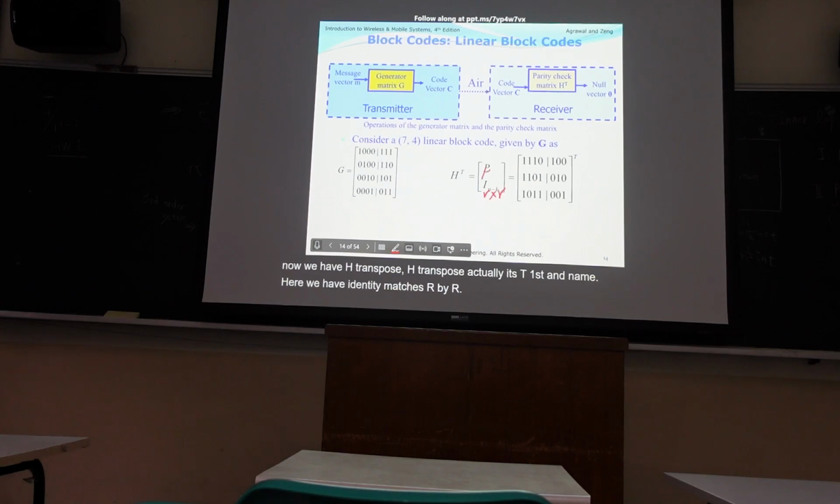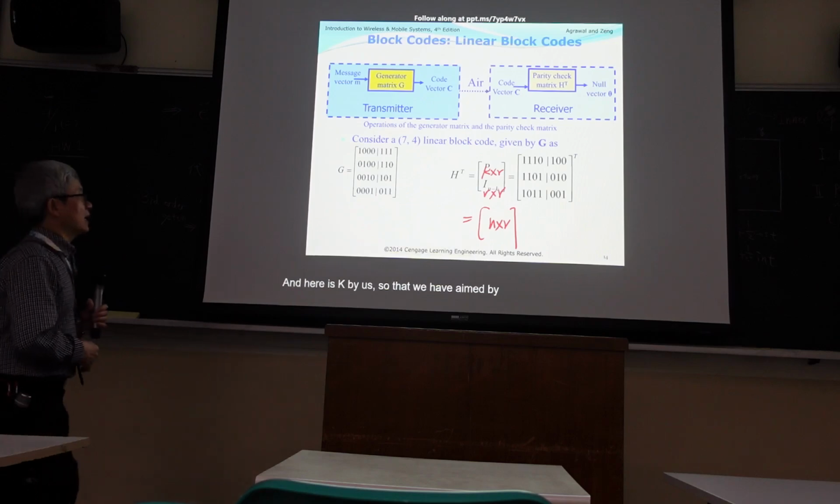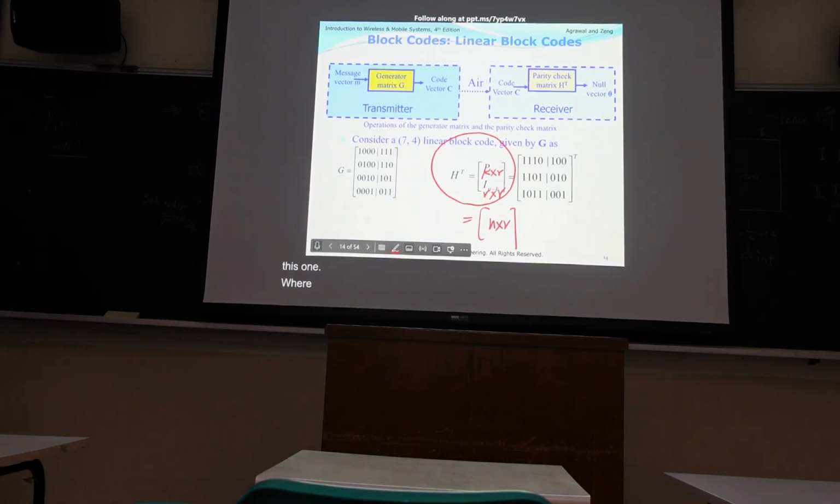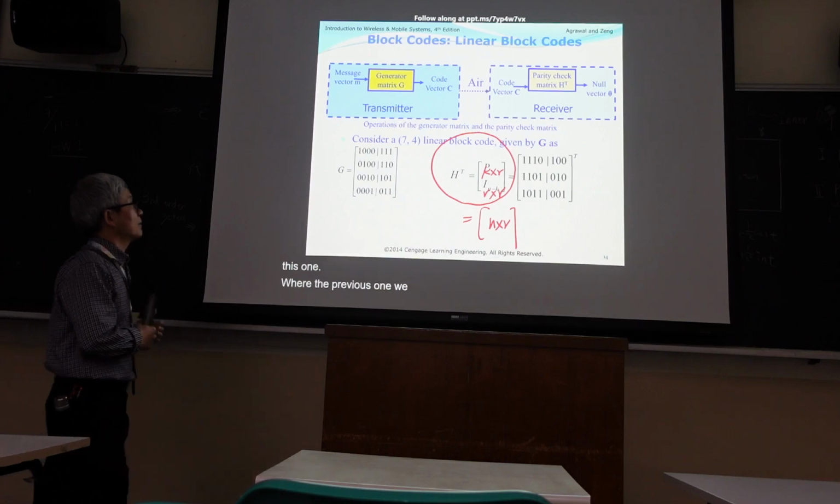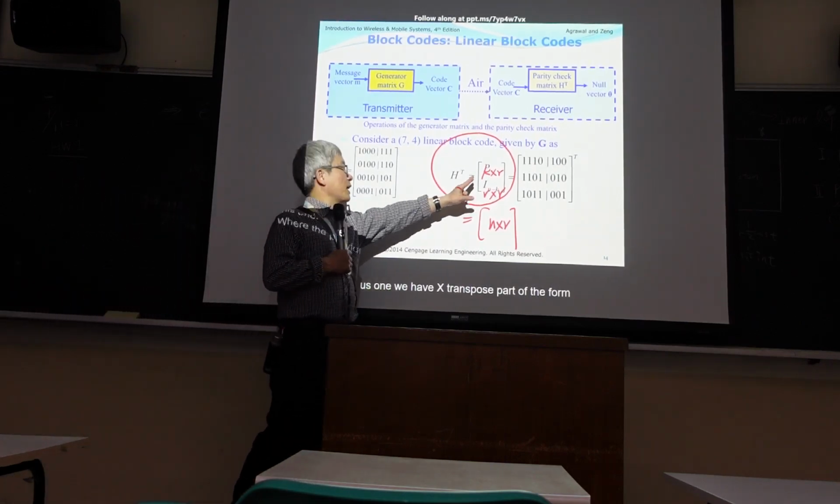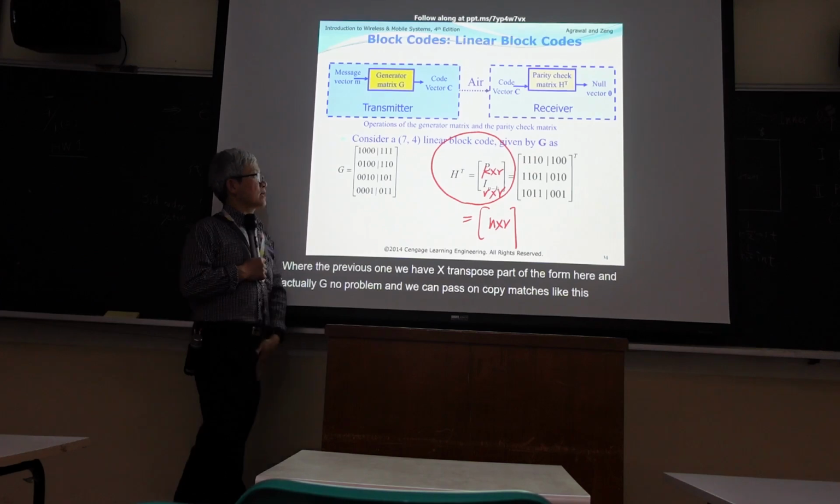And here is P by r. So that we have... Alright. So this is what I expect. Rather than the previous one, we have H transpose found from here. And actually G, no problem. And we can pass a hierarchy matrix like this to have the transpose matrix H.